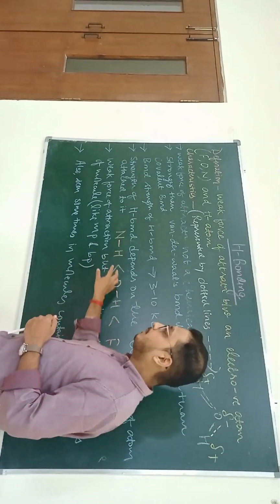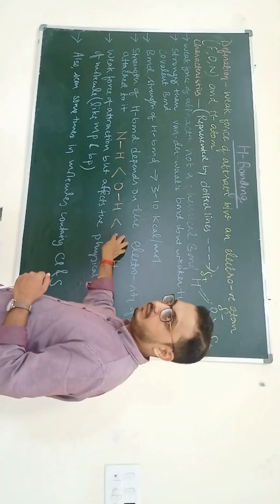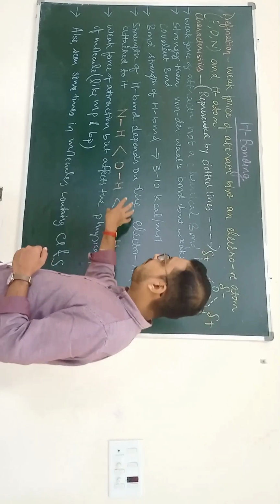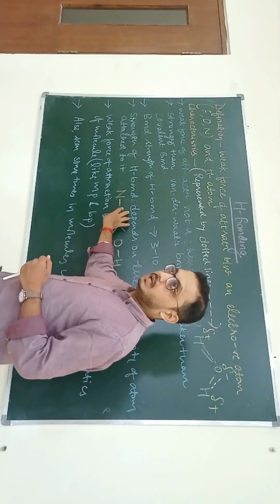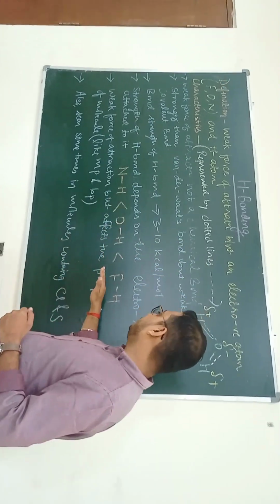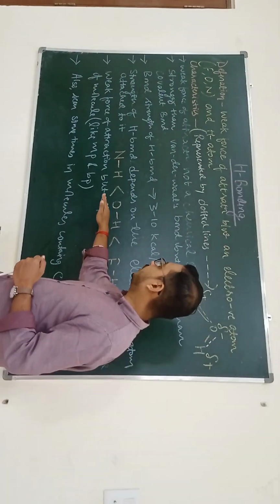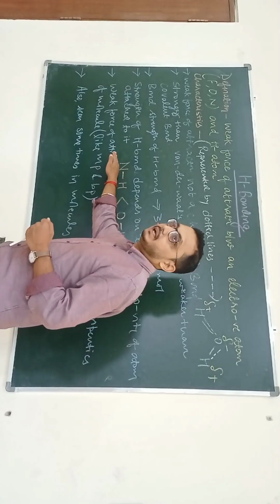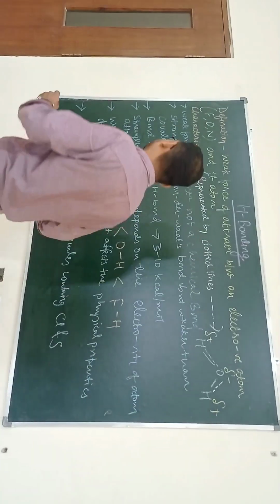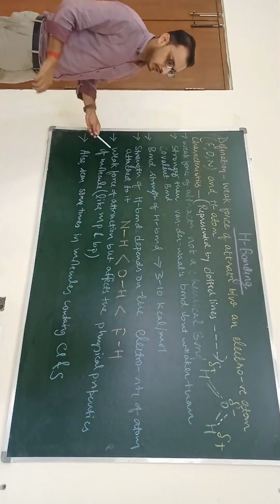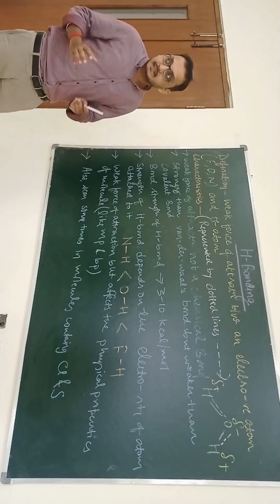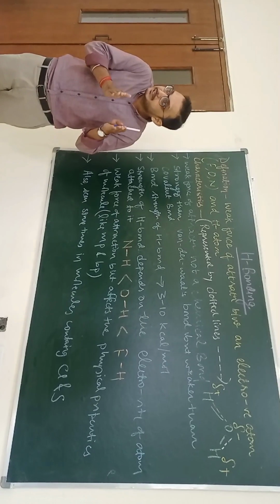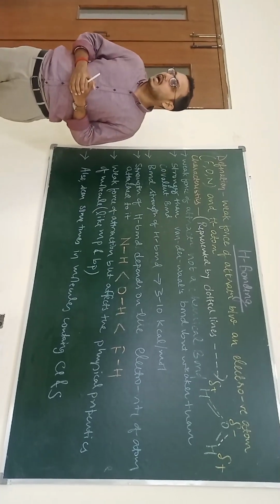It means that because fluorine is most electronegative, it forms the strongest bond, followed by oxygen and hydrogen, followed by nitrogen and hydrogen. It says indirectly that fluorine is the most electronegative, followed by oxygen, followed by nitrogen. Okay, next is, it is a weak force of attraction but affects the physical and chemical properties. It means that hydrogen bond is an additional bond to the covalent bond and the ionic bond.